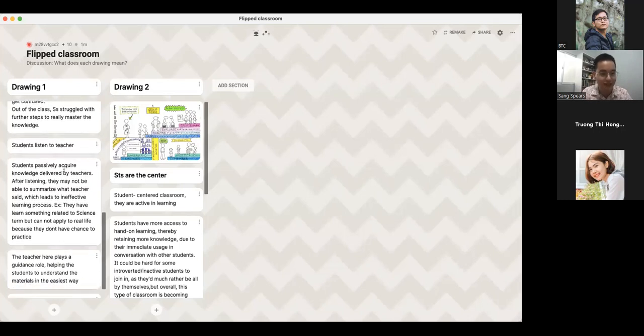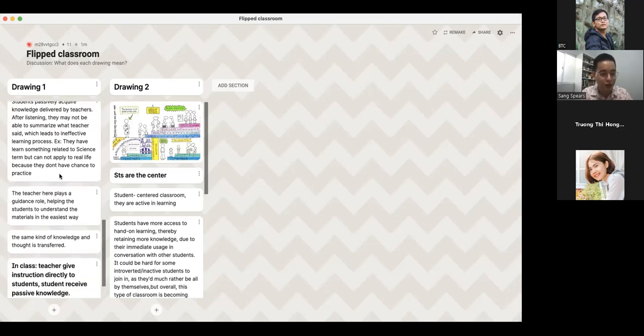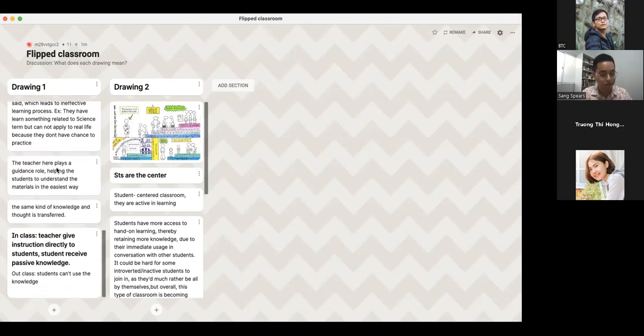Students listen to the teacher. Students passively acquire the knowledge delivered by the teacher. After listening, they may not be able to summarize what the teacher said, which leads to an ineffective learning process. For example, they have something related to a science term, but cannot apply it to real life. The teacher here plays a guidance role, helping the students understand the material in the easiest way. The same kind of knowledge and thought is transferred. In class, the teacher gives instruction directly to the students. Students receive passive knowledge. Students can't use the knowledge out of class.